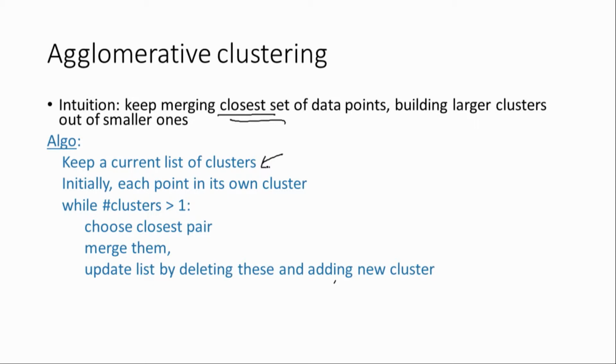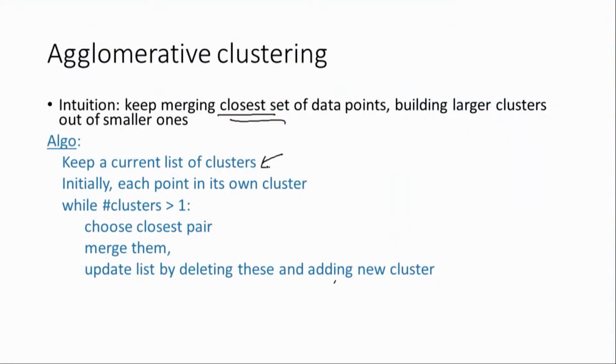The closest pair could be one point and another point. It could be one cluster and another cluster. It could be one cluster and one point. Whatever, you merge the two. That gives you the bigger cluster. And then you keep on going. When you merge the two, you delete the component clusters from the current list of clusters, and then you include the new cluster, whatever representation of the new cluster you want to have.